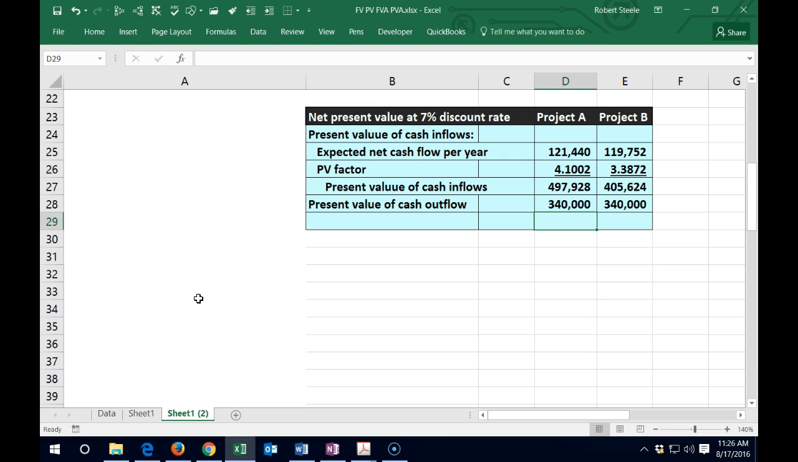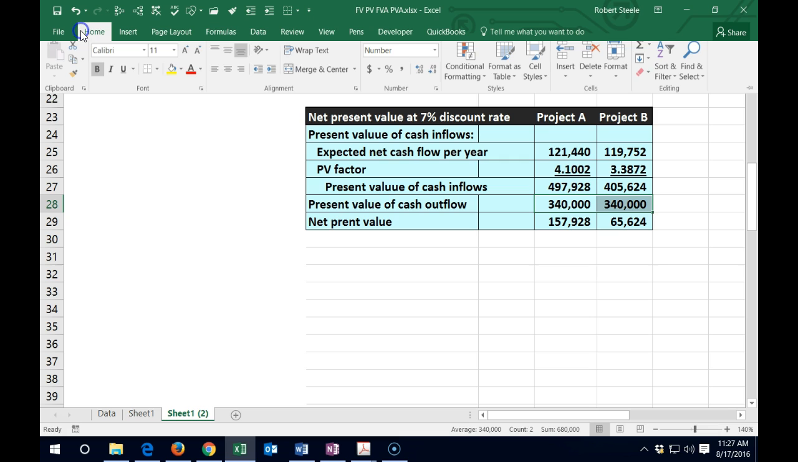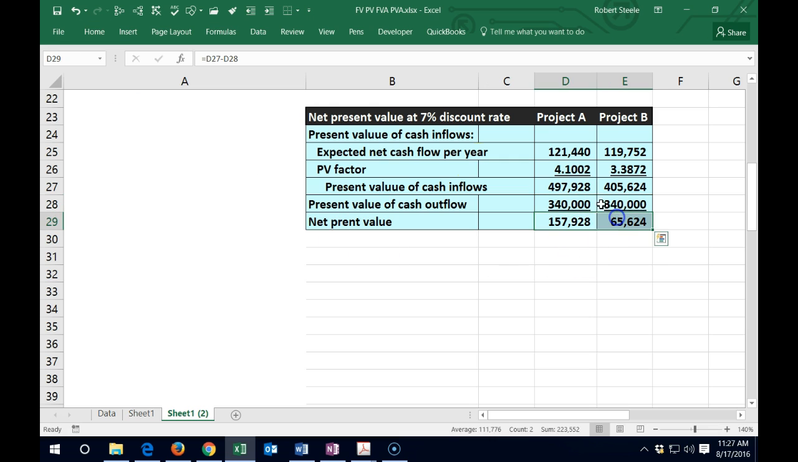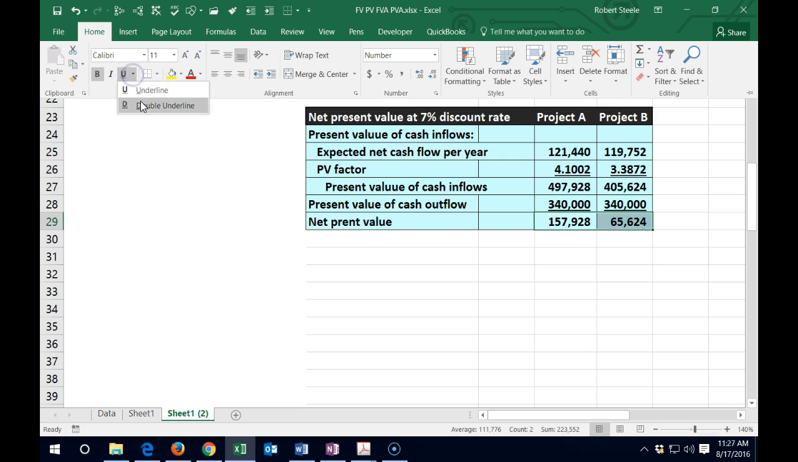Again, if we have a more complex type of project where we estimate the receipts are going to vary and the cash flows would vary, then we'd have to present value the cash flows. But because this cash flow happened on day 1 of the project, it's already at present value. Therefore, that's going to be equal to the 497,928 inflow for project A minus the 340,000, and we have the same thing over here, the 405,624 minus the 340,000. Then we can underline this one, Home tab, Font, double underline this one, Home tab, Font, double underline.